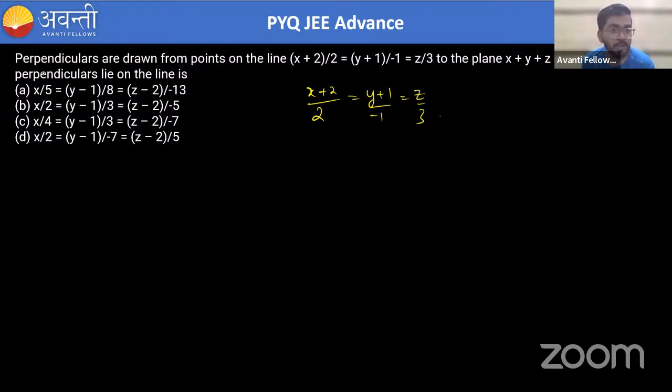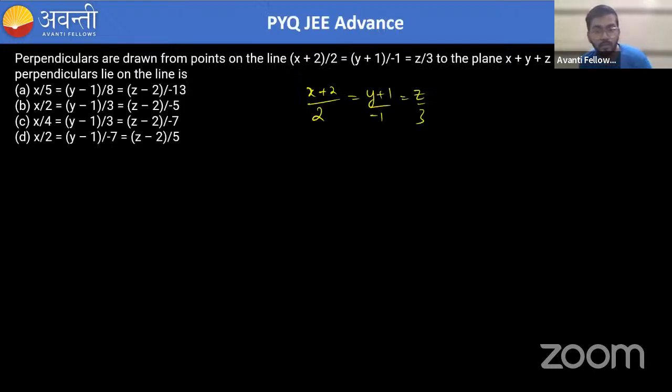What this question is saying to us is that perpendiculars are drawn from the points on the line (x+2)/2. This line is given to us, and the perpendiculars are drawn to the plane x + y + z = 3. The feet of the perpendiculars lie on a line, so we have to find the equation of the line where the feet of the perpendiculars will lie.